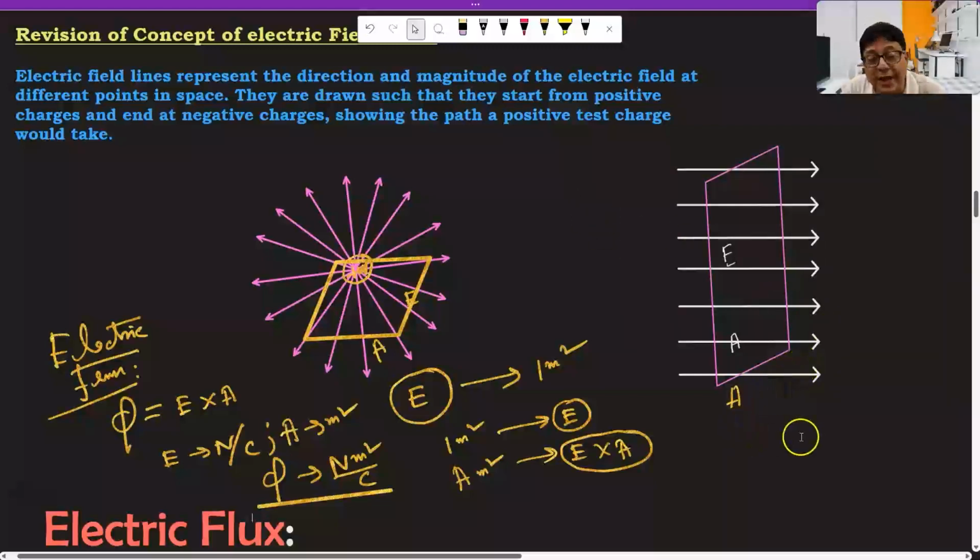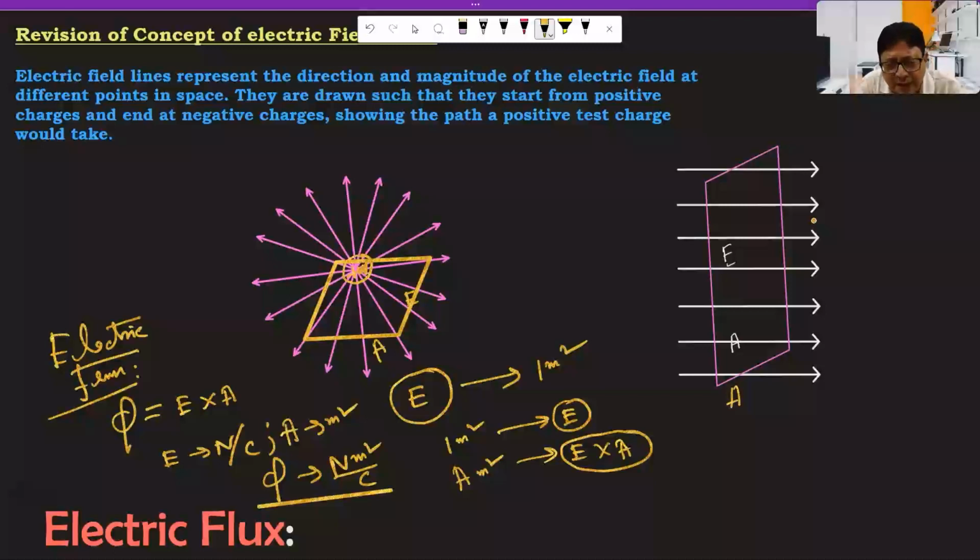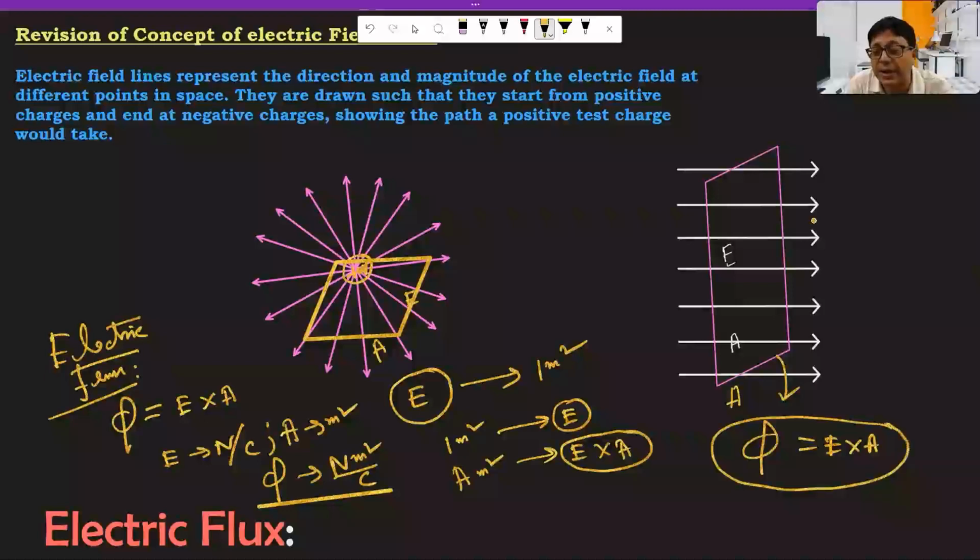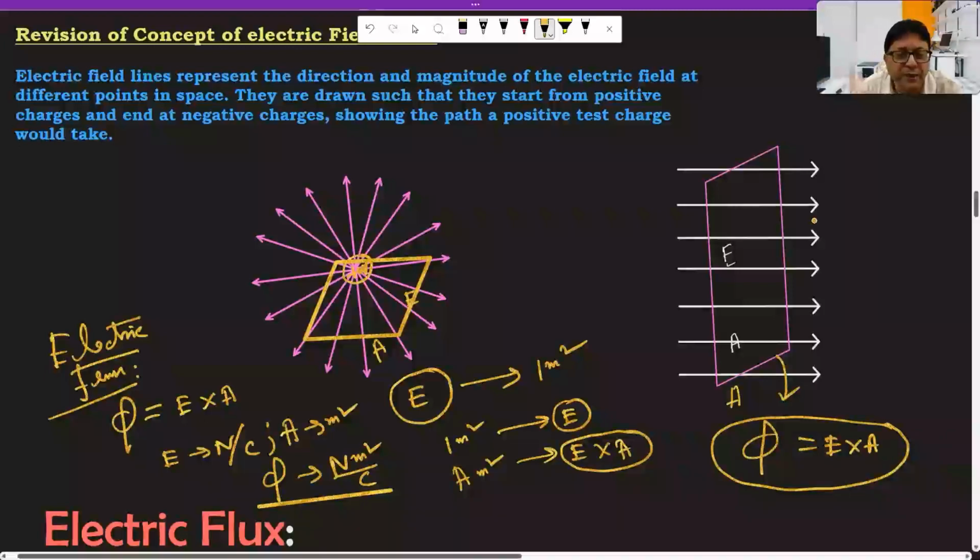That is where I am telling that there is a uniform electric field and you have to calculate flux through this surface. How do I account for this? Again by the unitary method, if this area is A, the strength of electric field remains the same at all points. So phi will be equal to E into A. For a uniform electric field, it's true that phi will be equal to E into A.